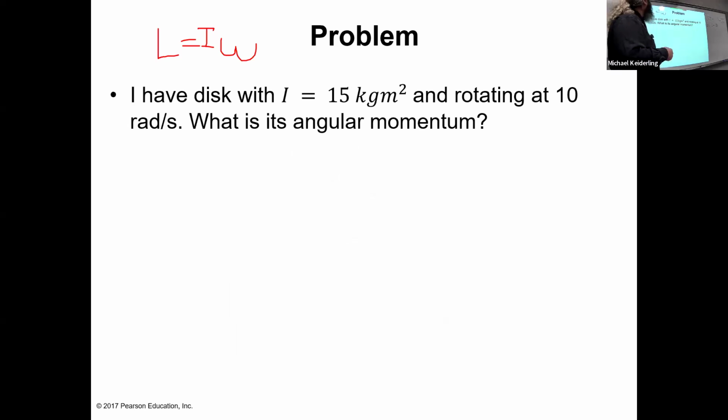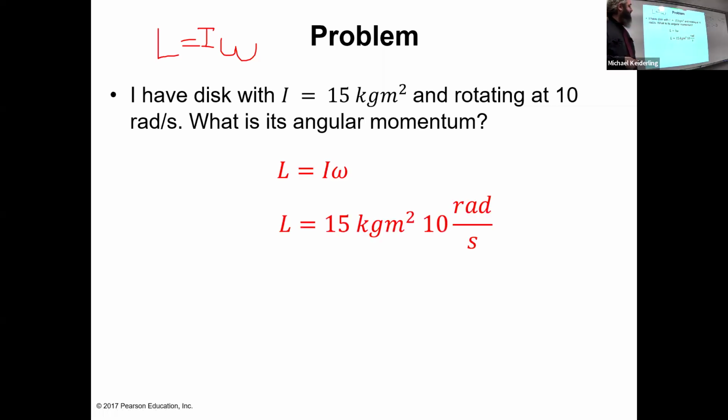So if you have a disk with a moment of inertia of 15 kilogram meters squared that's rotating at 10 radians per second, what is the angular momentum? Yeah, it's just going to be moment of inertia times omega, so 15 kilogram meters squared times 10 radians per second, 150 kilogram meters squared per second.